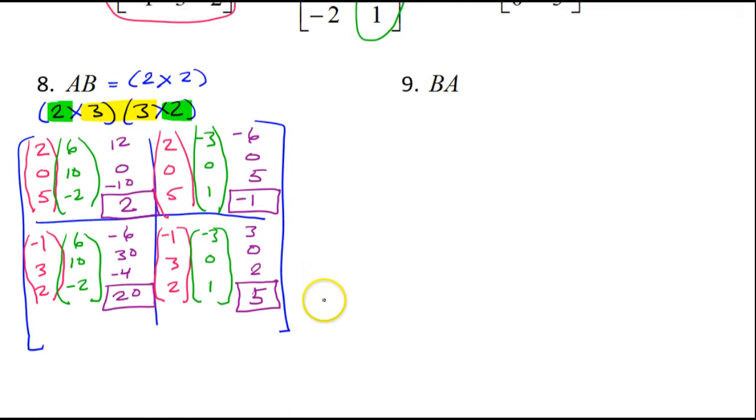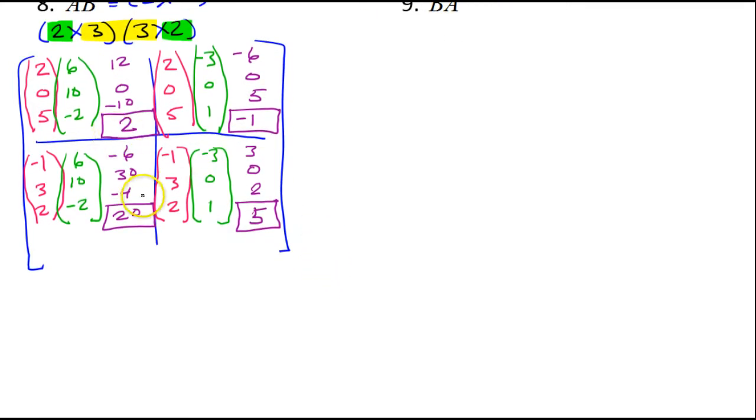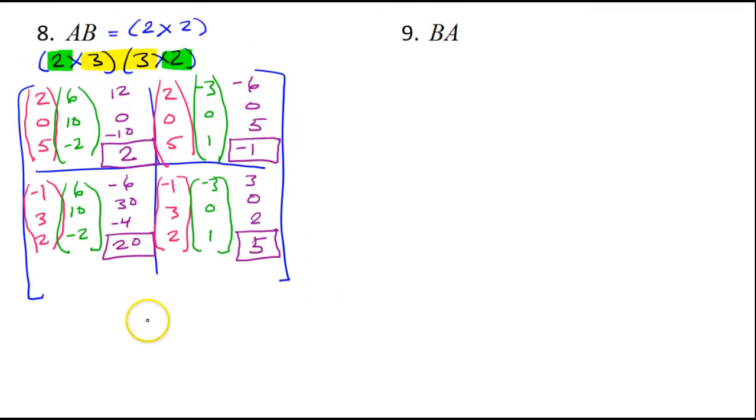So if you just look at the numbers that I have boxed, they show you the final answer. The product will be 2, negative 1, 20, and 5. So that's how you multiply a matrix times another matrix. Let's look at another example. Same matrices, but this time we'll do matrix B times matrix A.